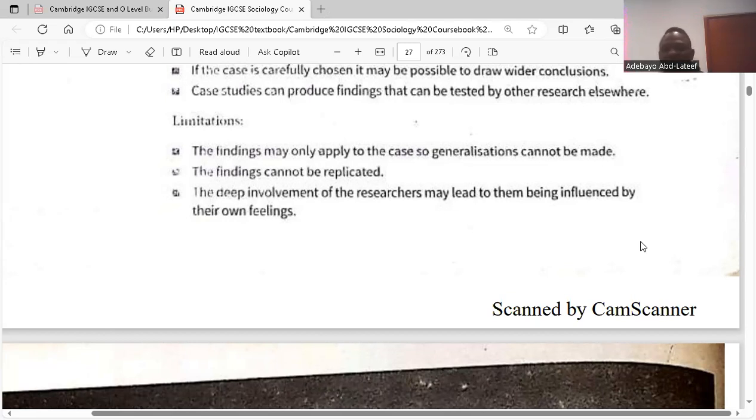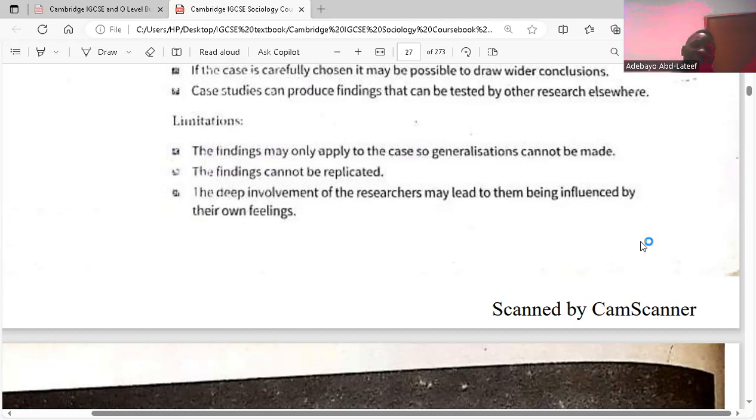Number two, the findings cannot be replicated. You can't, because it's basically based on your thoughts at that point in time. The next situation you're in might not come up with the same situation you were in the last time you checked the case study. So you can't replicate it. The third point, it's a case study, which means you have to be deeply involved.